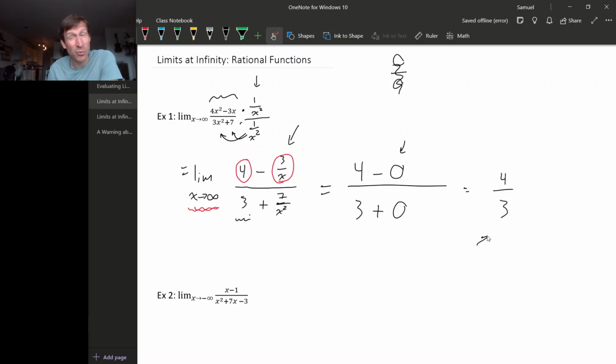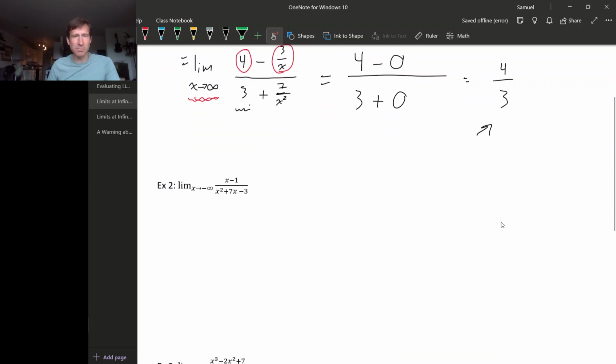Notice that it's not 1, it's 4/3. So this sort of tempting canceling the infinities to get 1 definitely does not work. So don't do that. All right, so if we looked at a graph of this function, what we would see is that there's a horizontal asymptote at 4/3.